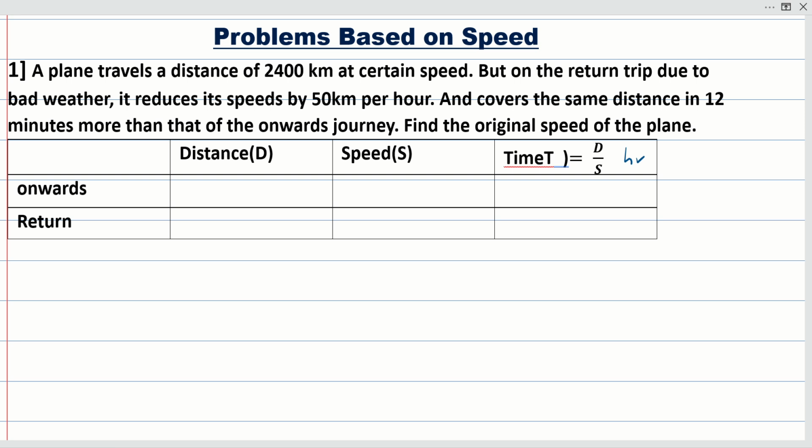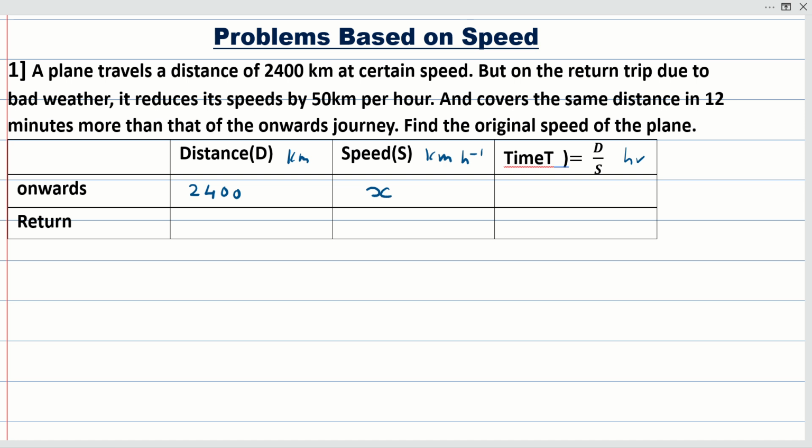As I told you, I always teach you by using the framework. So the framework is ready. There's a plane which is going on an onward and return journey. In the onward journey, it is covering a 2400 kilometer distance at a certain speed. So we don't know the speed. Speed is in kilometer per hour. So let us take the speed in the onward journey as x.